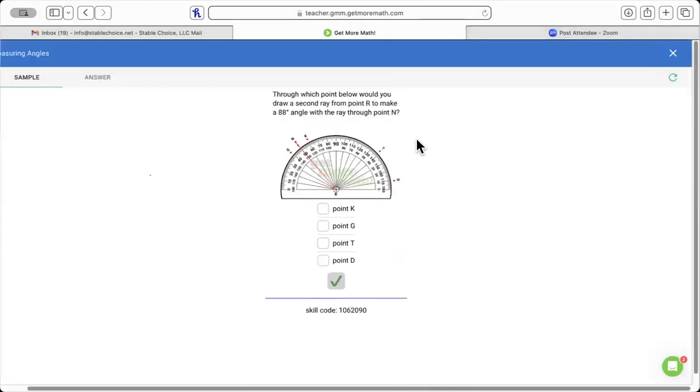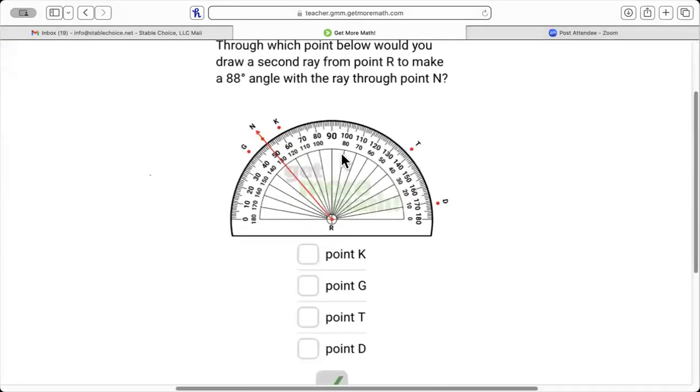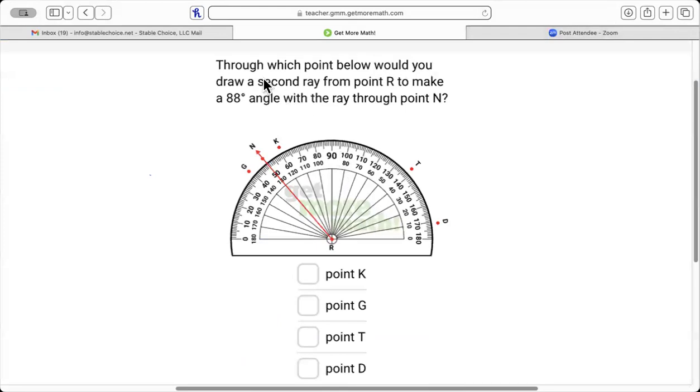Okay. So just making sure you can use the protractor. Through which point below would you draw a second ray from point R to make an 88-degree angle? So we have this one, and ooh, this one's not flat across the bottom, which is not very nice of them. But we want an 88-degree angle. So which point would you draw a second ray to form an 88-degree angle?